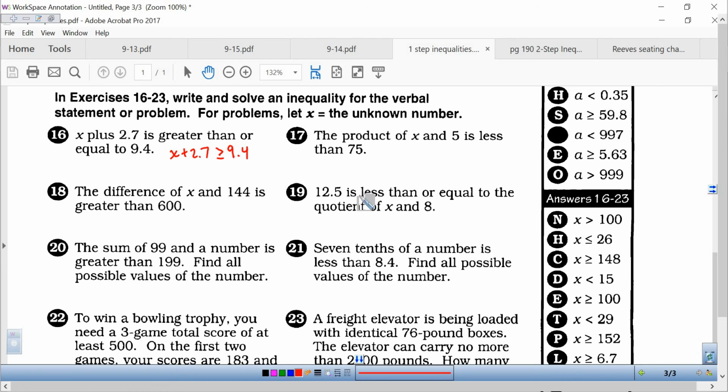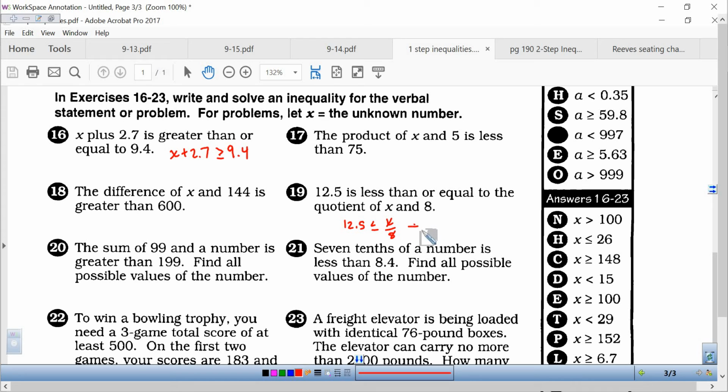What about this one? 12.5 is less than or equal to the quotient of x and 8. So 12.5 less than or equal to. Now remember, we have sum, which means add, difference, which means subtract, product, which means multiply. Quotient means the answer to a division problem, the quotient of x and 8. Now again, on this one, we would have to multiply both sides by 8, and then this one would be one we'd have to flip over.